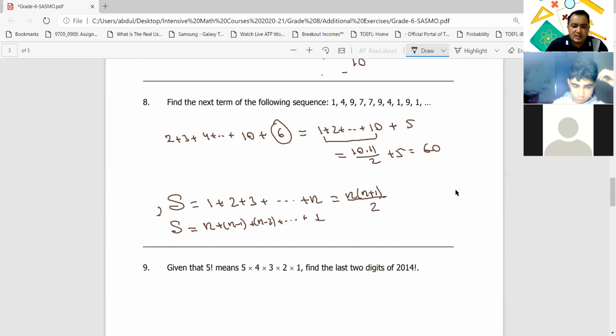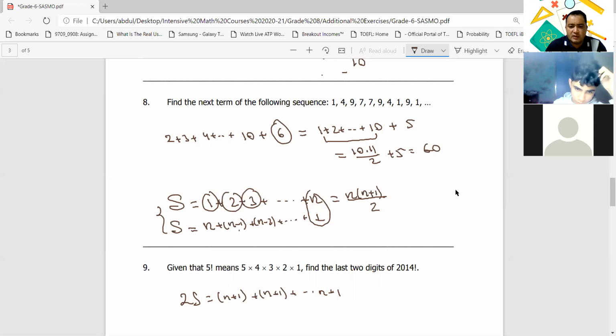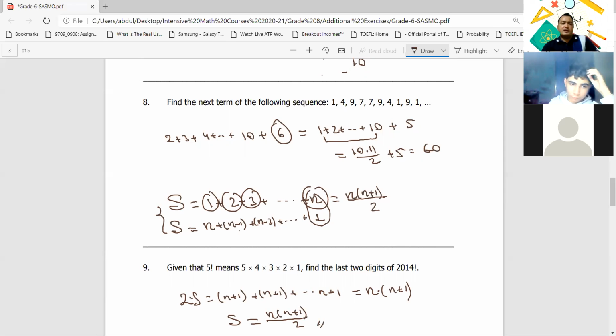Now if you just add side by side, S plus S is 2S. n plus 1, n minus 1 plus 2 is also n plus 1, and the last one, n plus 1, is also n plus 1. But how many numbers do we have? 1, 2, 3, we have n numbers, right? So that means we have n times n plus 1. Now on the left-hand side, we have 2S. We need to find S. Divide both sides by 2. Here we have n times n plus 1 over 2. That is the sum of the first n natural numbers.